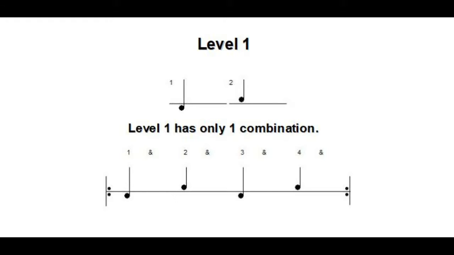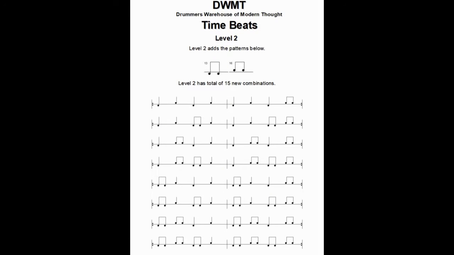Each level consists of 2 patterns. Seen here, level 1, the 2 patterns are a bass drum on the first beat or a snare drum on the first beat. It's bass drum dominant, snare drum dominant. Our rule is bass drum dominants follow 1 and 3, snare drum dominant 2 and 4. Level 2, our new patterns are 2 eighth notes, both bass drum, 2 eighth notes, both snare. Level 2 has a total of 15 new combinations to be added to the first level.